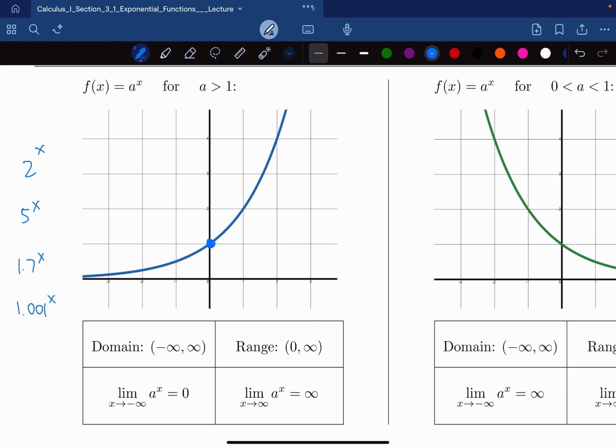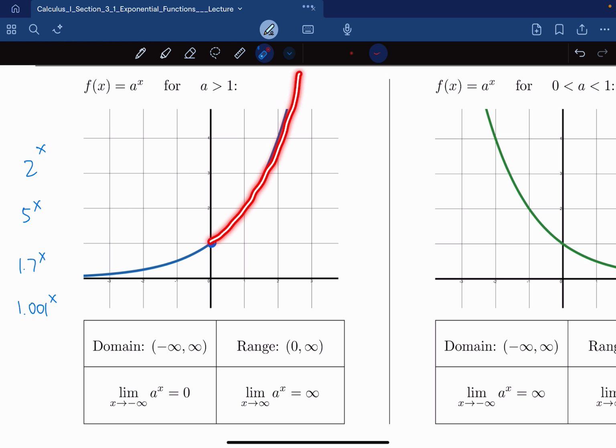Now, when you hear people say stuff like, oh, it's increasing exponentially, this is what they're talking about. We see that at the early stage, it's very flat almost, right? But then it just shoots up. So exponential functions increase very, very fast for bases that are greater than 1.